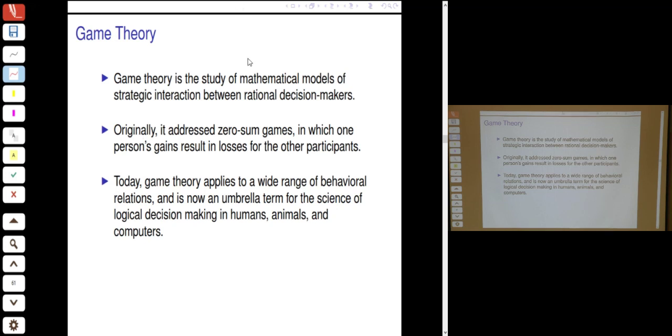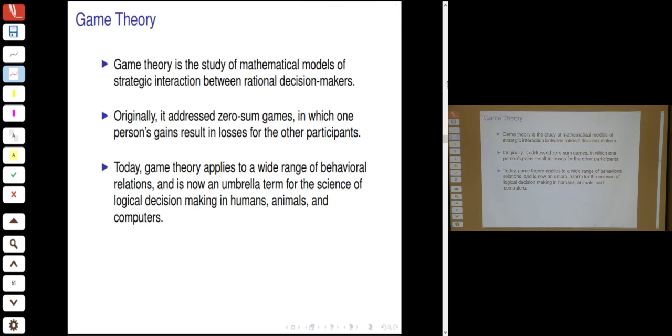So, game theory is a study of mathematical models of strategic interaction between rational decision makers. Originally, it addressed zero-sum games in which one person's gains result in losses for the other participants. Today, game theory applies to a wide range of behavioral relations and is now an umbrella term for the science of logical decision making in humans, animals, and computers.